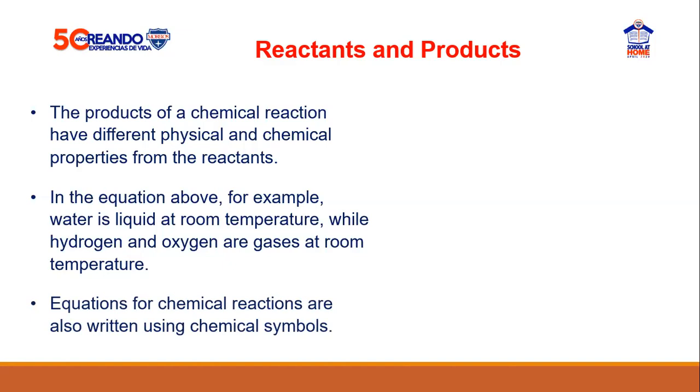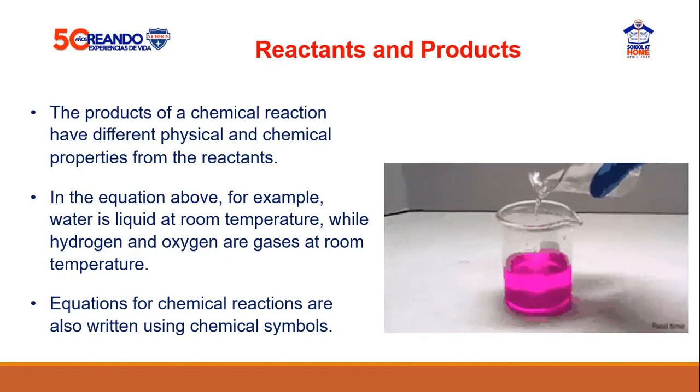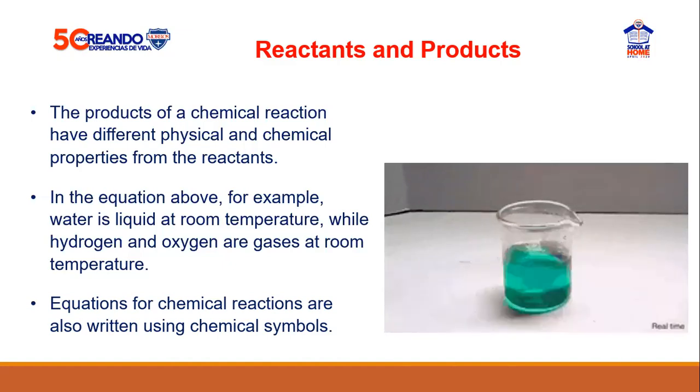And equations for chemical reactions are also written with chemical symbols, right? The chemical symbols that you can find on the periodic table, right? Okay, so here we have a change in color if you can see the liquid that is in the container, right? There are two reactants and you can see a change in color. All right, so moving on.